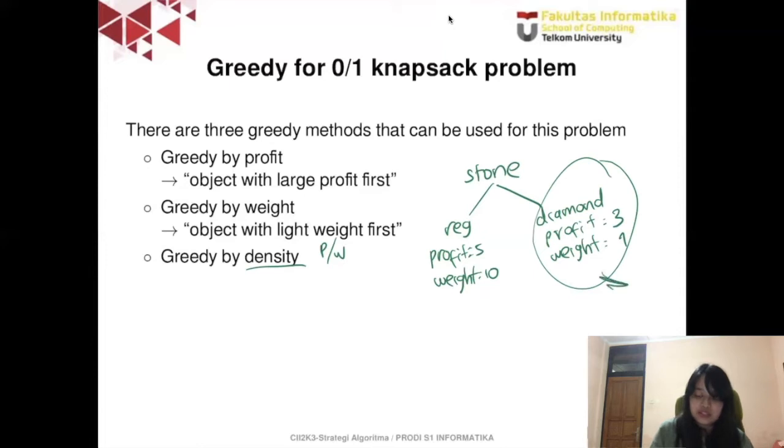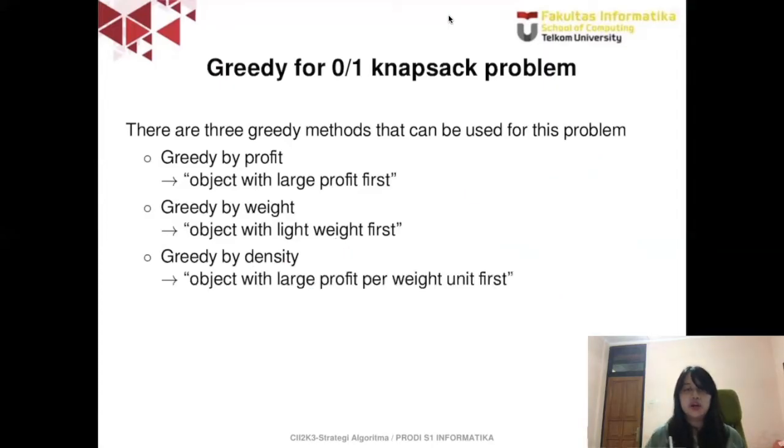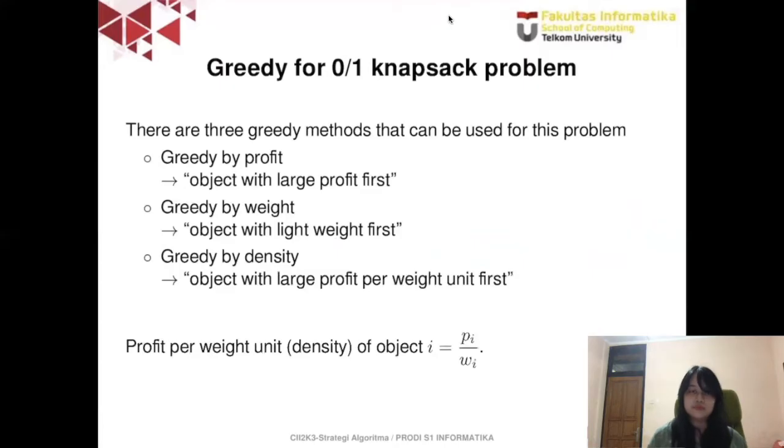So this is what we consider as the density. So we want to take items that are more valuable regardless of the weight. So here we want to choose the object with the largest profit per weight unit first. And again, profit per weight unit can be computed like this.